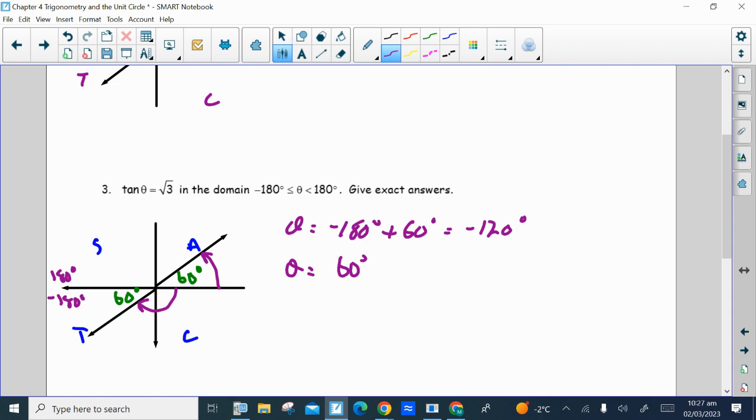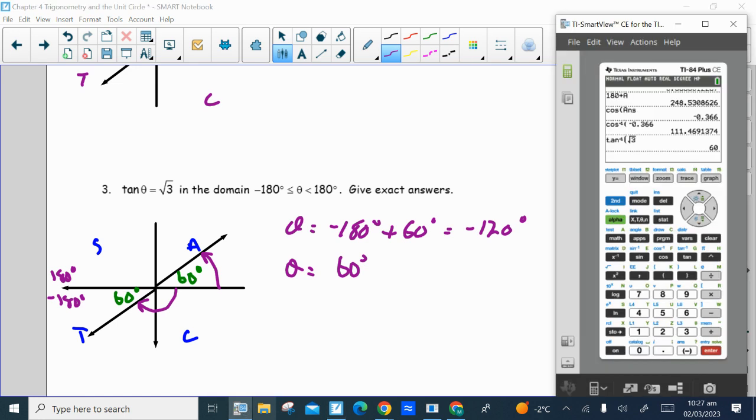And in these cases, you could check them in your calculator. If you take the tangent of negative 120 degrees, you do get an irrational number, but that is equivalent to root 3, same decimal. And if you take the tan of 60, you'll get the same decimal, which is equivalent to root 3. So you should never get these wrong. At least you can always check that all the answers that you get will work.